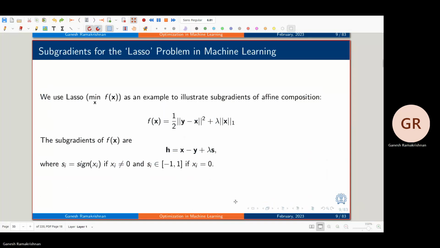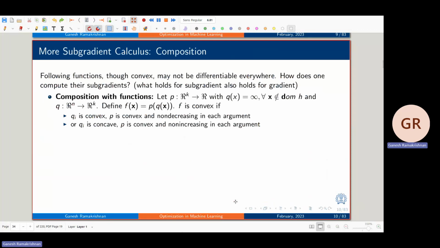I'll just quickly run through some more subgradient calculus. You can also do composition with vector valued functions. Composition, you remember this, if Qi is convex, P is convex and non-decreasing in each argument, then f is convex. If Qi is concave, P is convex and non-increasing in each argument, then also it's convex, right? What will you do in this case? So I'm not going to spend a lot of time. You need to try and solve it yourself.